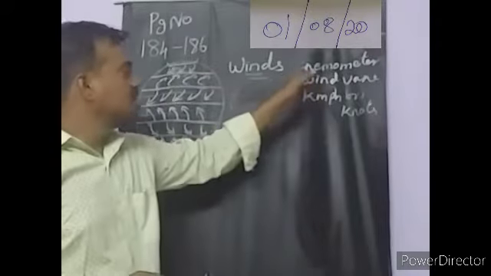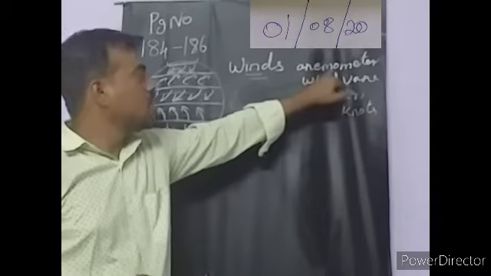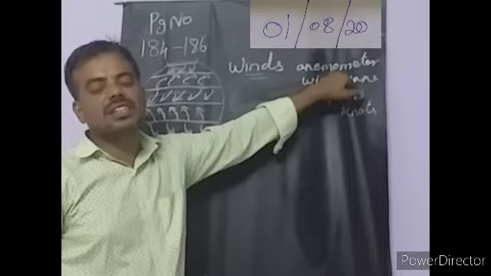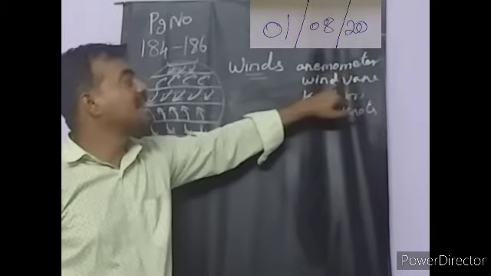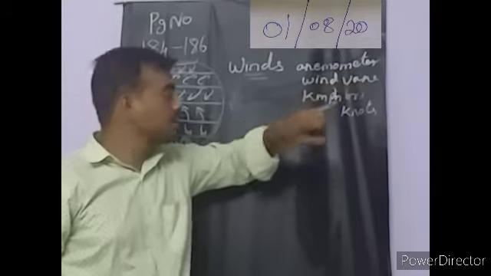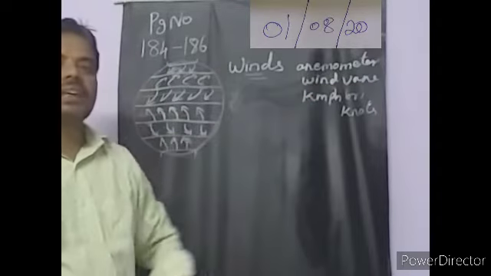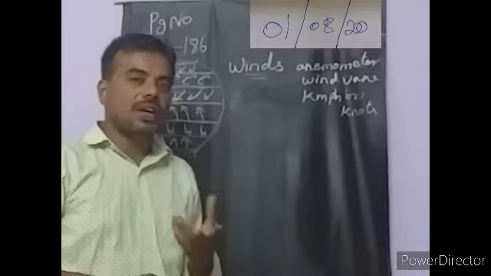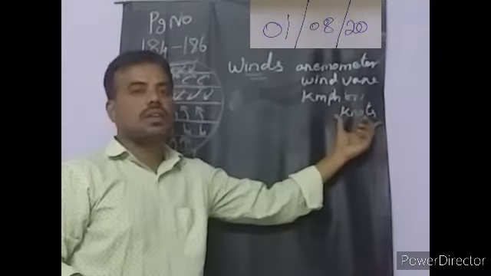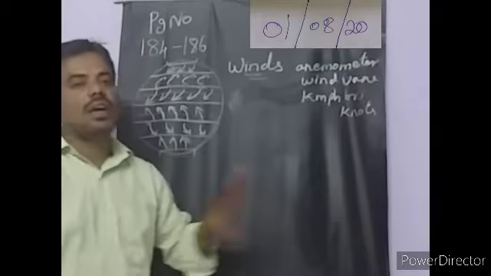These are the basic concepts of the wind. The anemometer is an instrument that measures the speed of the wind, and from which direction it is blowing we can get with the help of the wind vane. The speed is measured in kilometers per hour or otherwise knots. So these are the basic concepts of the winds.